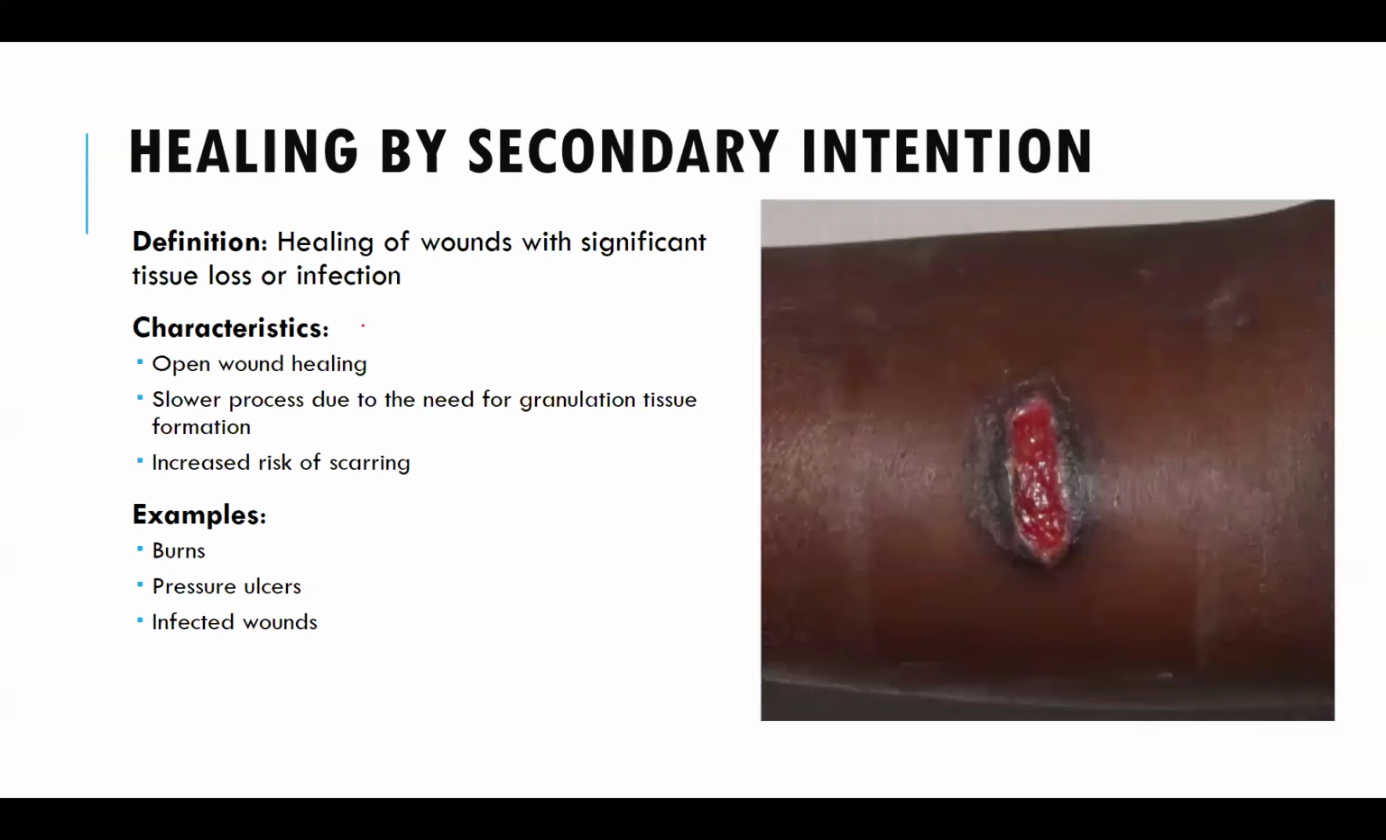So if it is secondary healing, by secondary intention, in this case someone has a dirty wound with significant loss of tissue, meaning that the edges cannot be approximated together. So in this case, the wound healing will take a longer period of time, and it will involve formation of granulation tissue, and also there's a risk of scarring. Examples: if someone gets burned, another example would be pressure ulcers, infected wounds. All these heal by secondary intention.